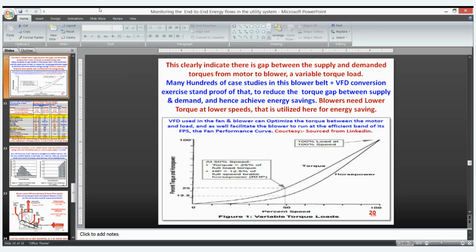This is the area we are trying to make use of and try to achieve the energy savings in many of the blowers. It is a very low cost investment. Say it's costing around 10,000 or 20,000 for an existing VFD operated blower. This gives savings of almost around 15 to 20%. I can also show you the case study here.